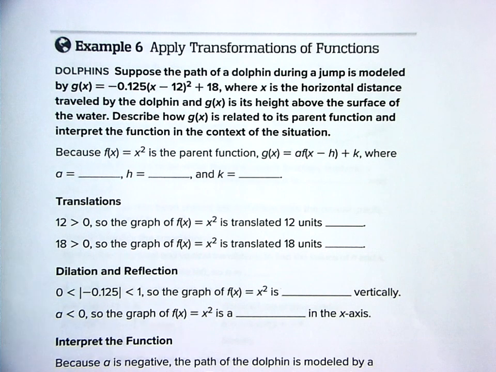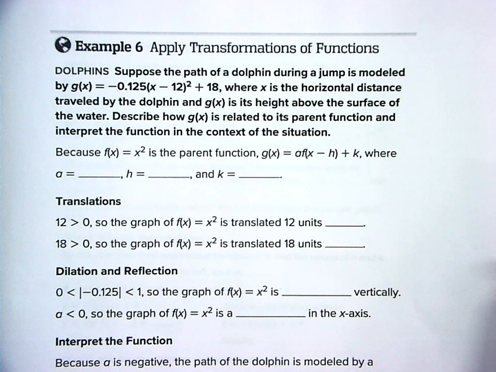All right, suppose the path of a dolphin during a jump is modeled by g of x equals negative 0.125 times (x minus 12) to the second power plus 18, where x is the horizontal distance traveled by the dolphin, and g of x is its height above the surface of the water. Describe how g of x is related to its parent function and interpret the function in the context of the situation. Because f of x is x squared, the parent function is a parabola, correct?